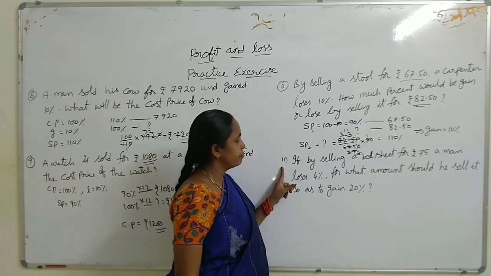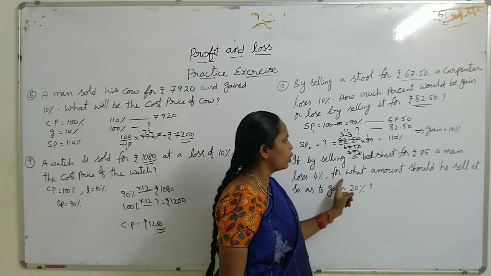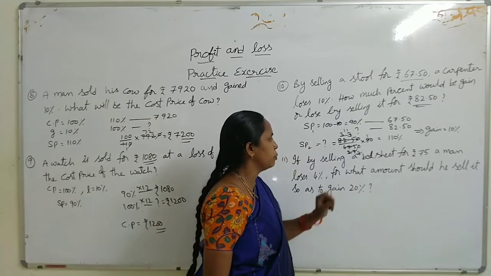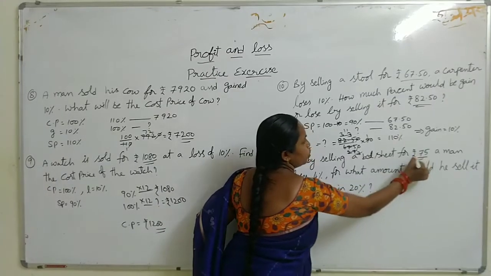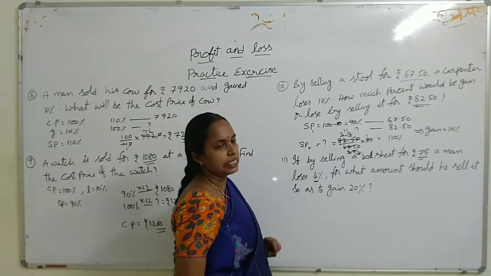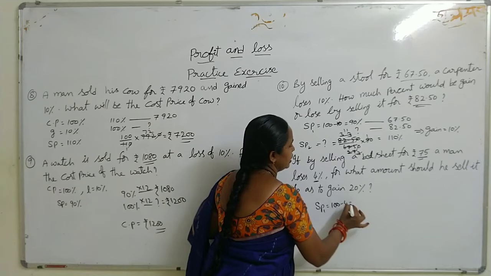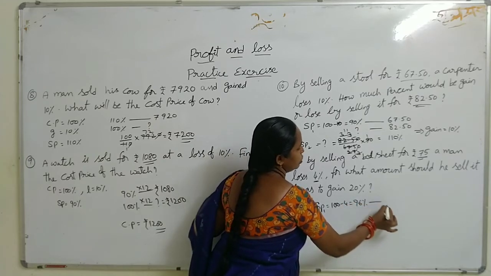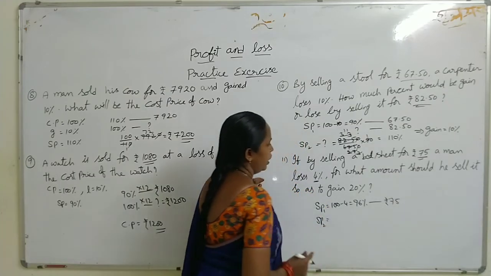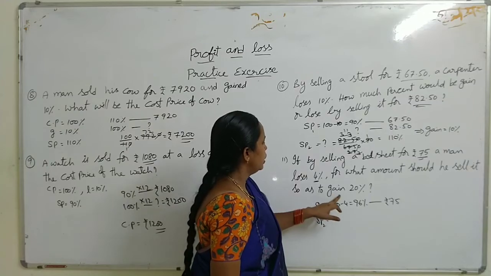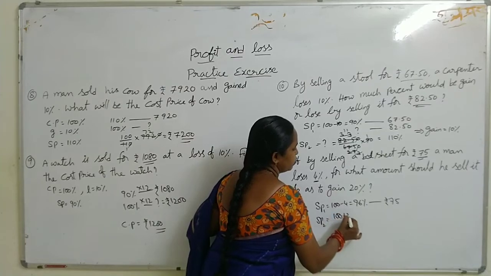Next, 11th question. If by selling a bedsheet for 75 rupees, a man loses 4%, for what amount should he sell it so as to gain 20%? So here SP1, when sold at 75 rupees, he gets a loss of 4%. That means SP1 equal to in percentage 100 minus 4, that is 96%. 96% value is 75 rupees. SP2, he would have gained 20%, that is 100 plus 20. That is 120% value.